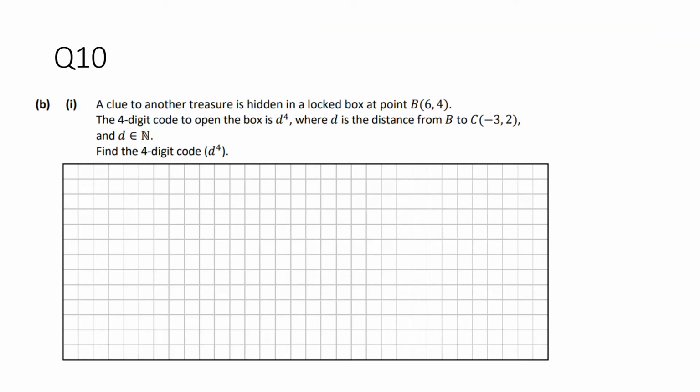Okay, then you've got a clue to another treasure hidden in the locked box at 6, 4. The 4-digit code to open this is D^4, or D to the power 4, where D is the distance from B to C and D is an element of N. So find the 4-digit code, which is D^4. What we're going to do there is find the distance from B to C.